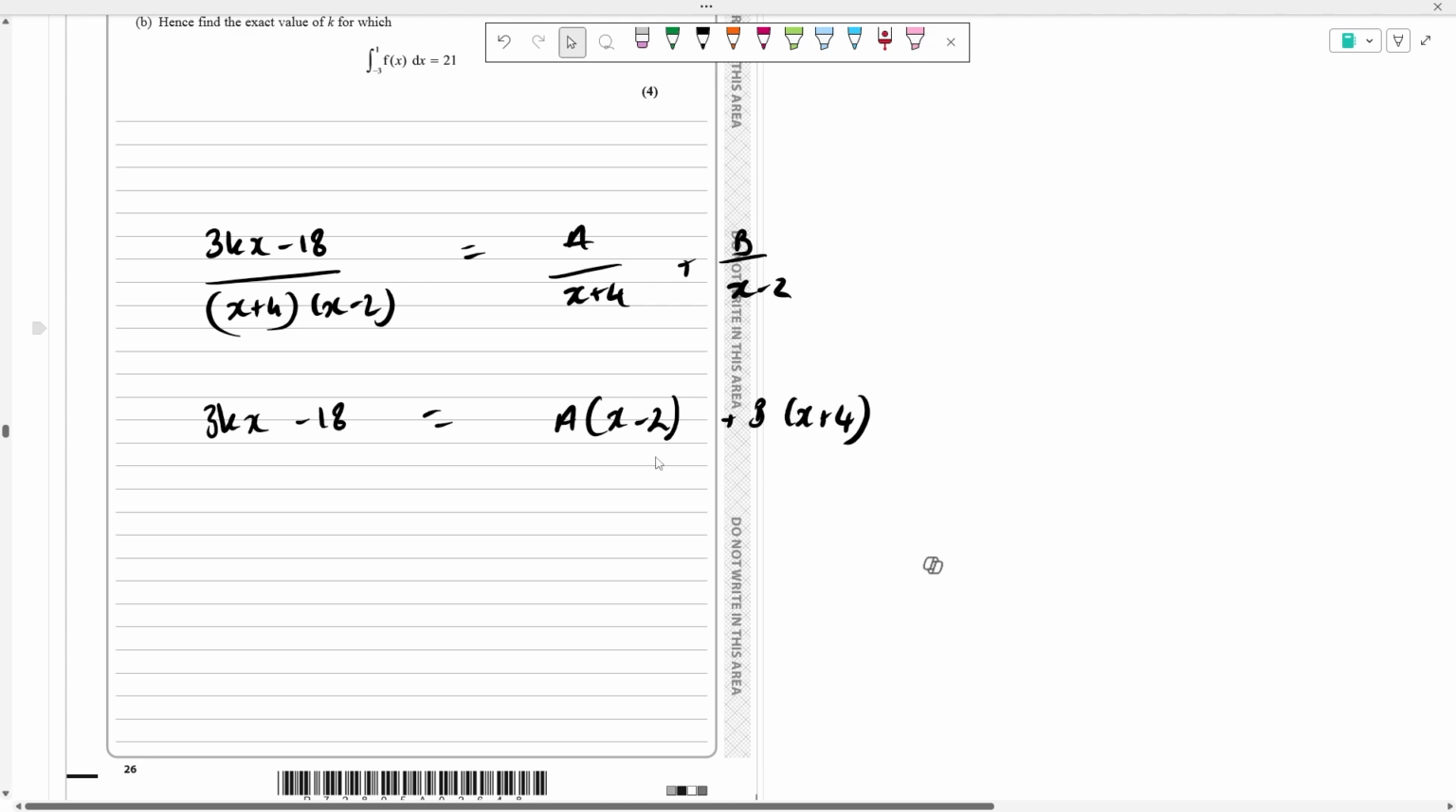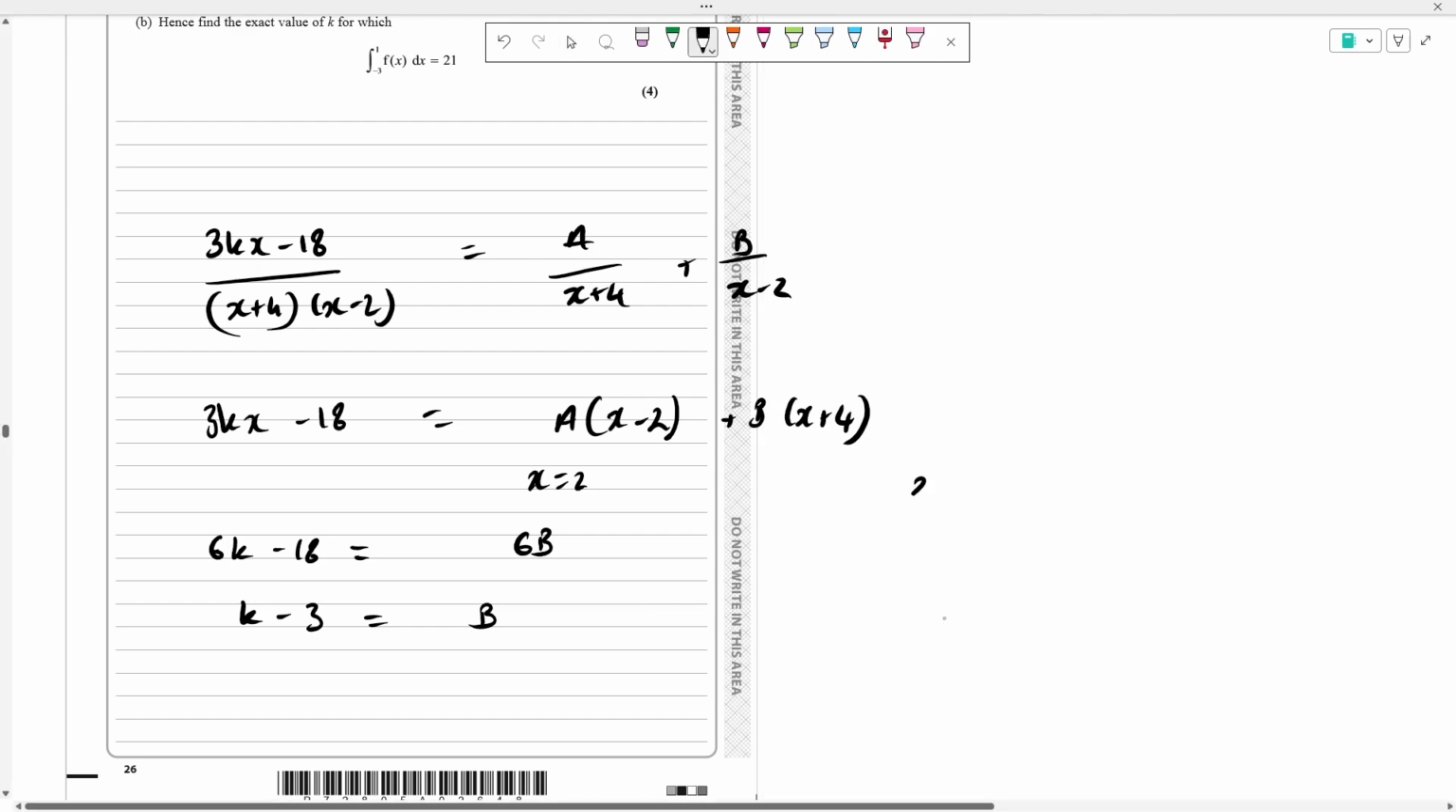there are multiple ways to do this. One way is to compare coefficients. I know that's quite a popular method. I'm going to go ahead and sub in an opposite value for this. So x equals 2, and this will cause this to essentially become 0. If I sub in x equals 2 for everything, on the left-hand side this will be 6k minus 18, which is equal to the following. Well, this is just 0. This is going to become 6B. Therefore, B must equal k minus 3. I've just divided this by 6.